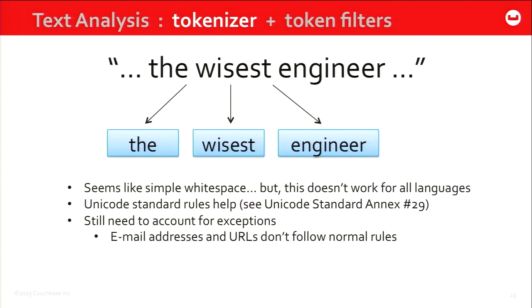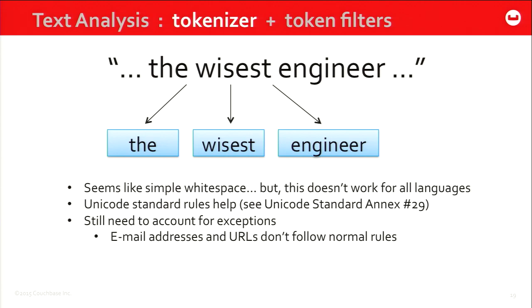So here I show the tokenizer process. Again, the input that we started with was some larger text with the phrase, the wisest engineer. And the output of the tokenization process is going to be the discrete terms: the, wisest, and engineer. Now, it looks just like simple white space. As human beings that speak English, we see those are just words that we're separating. But for computers, it can be a little bit more complicated, particularly when you want to start supporting additional languages.